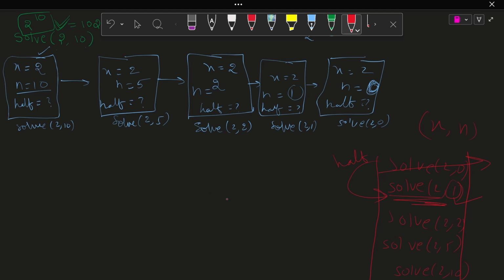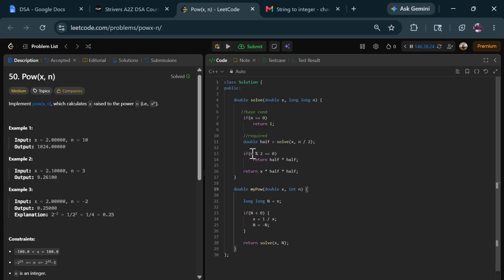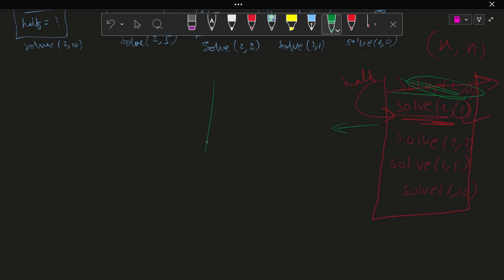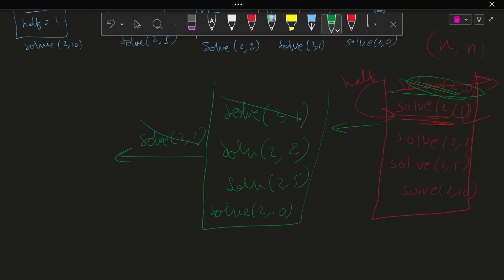So with that we are going to have two conditions. As you can see in the code that I have written, if n is even, I am going to just multiply half into half. If n is odd, I am going to multiply x into half into half. So after that the recursion stack will look like this. We have sol 2 comma 10, sol 2 comma 5, sol 2 comma 2, and finally sol 2 comma 1. So sol 2 comma 1 will be destroyed, and we need to calculate half here.